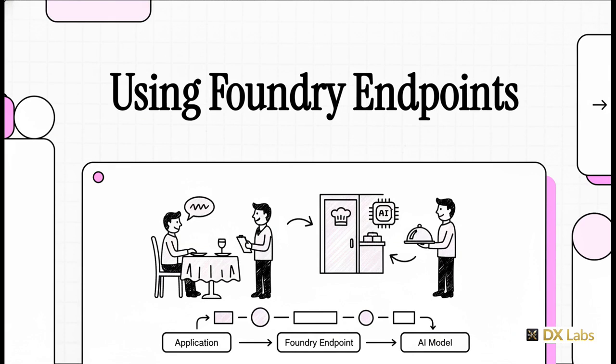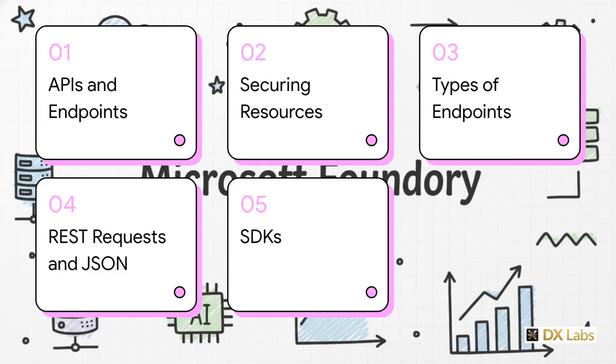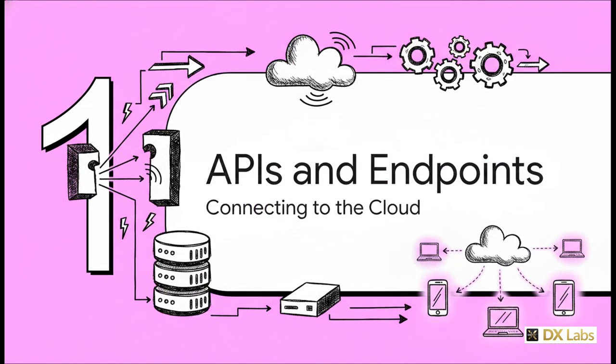Your application is the customer, the AI model is the chef, and we need a waiter to pass the messages back and forth. So this explainer is all about how we set up that communication using Microsoft Foundry endpoints. Here is our roadmap for mastering this topic for the AI-901 exam. We're going to cover APIs and endpoints, securing Foundry resources, types of endpoints, REST requests and JSON, and finally, software development kits. Let's dive right into Section 1, APIs and Endpoints: Connecting to the Cloud.